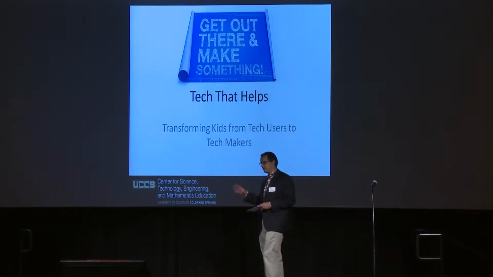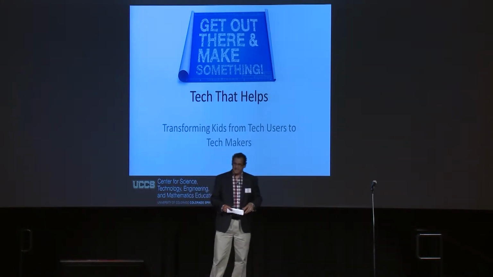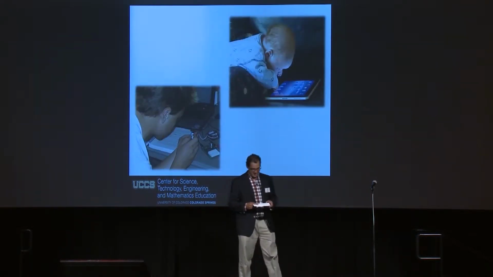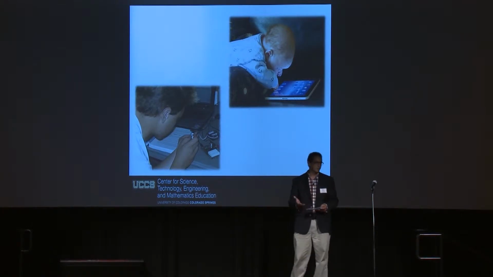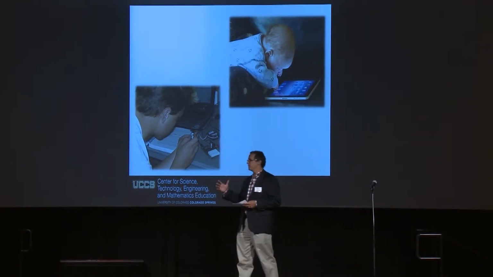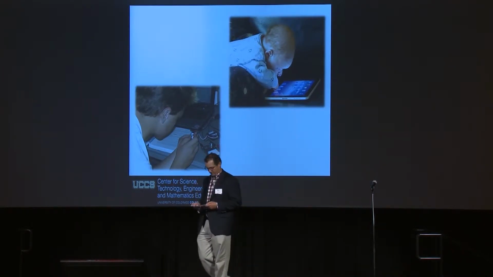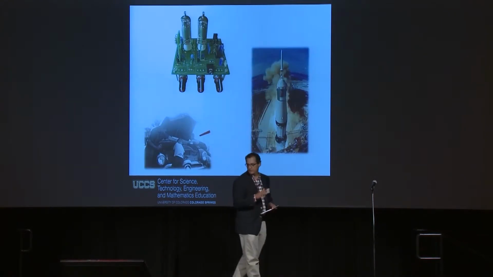So what I want to talk about tonight is transforming kids from tech users to tech makers. The key to engaging students in STEM, science, technology, engineering, math, is to put them in the role of maker. Kids generally are pretty good at using technology. They're generally pretty awful at making technology. And a quick history lesson shows us why this is such an important point to understand.